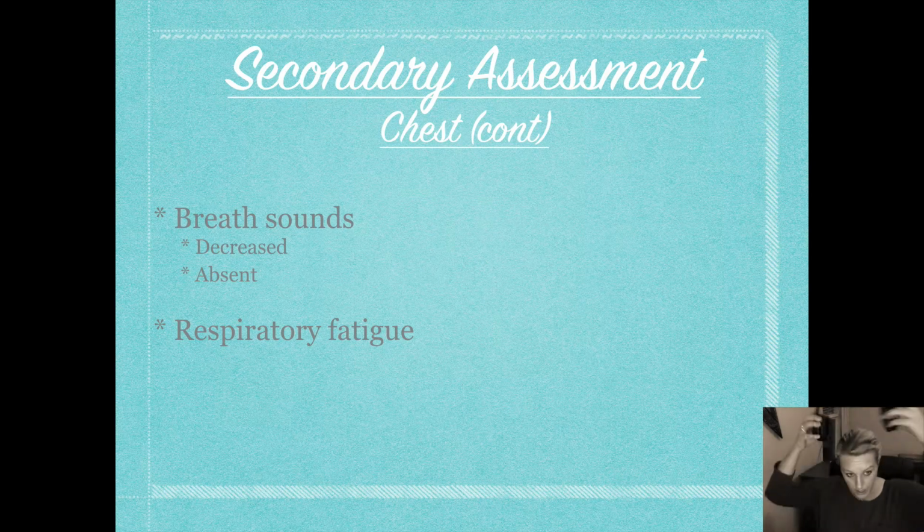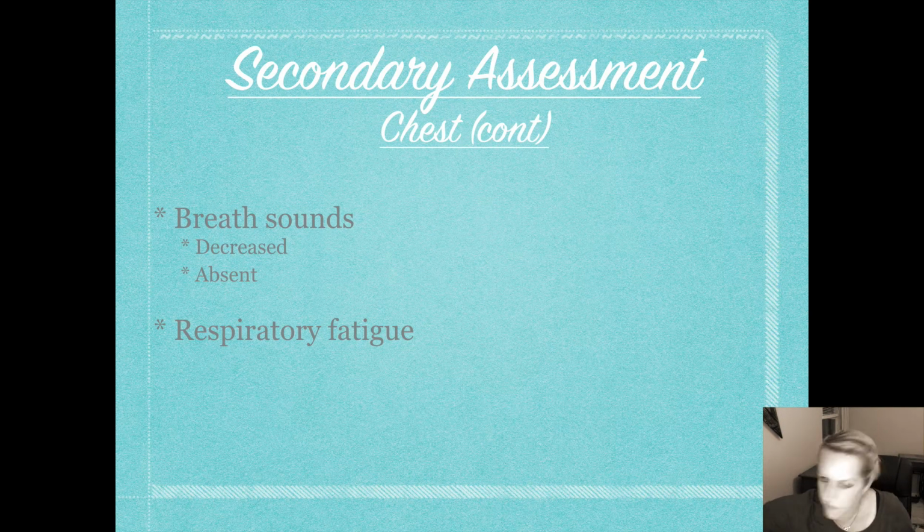Okay, I can take these off. All right, so with breath sounds, we also want to see if they are decreased or if they are absent. If they're decreased, are they decreased on both sides? Are they decreased altogether on one side? Are they decreased in just one lobe? Or are they absent altogether? Remember, we need to take immediate action to fix this if we do suspect a hemothorax or a pneumothorax. We also want to check for respiratory fatigue. We want to see how long the patient's been working at breathing.